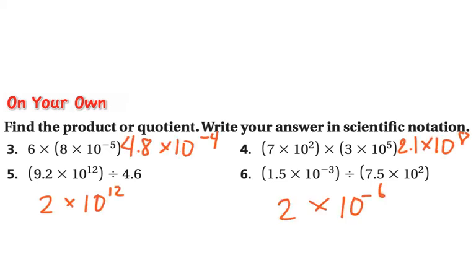And here you are. Number 3 was 4.8 times 10 to the negative 4th. Number 4 was 2.1 times 10, I'm sorry, that's to the 8th power. Number 5 was 2 times 10 to the 12th. And number 6 was 2 times 10 to the negative 6th power.